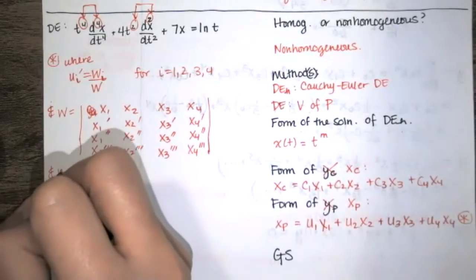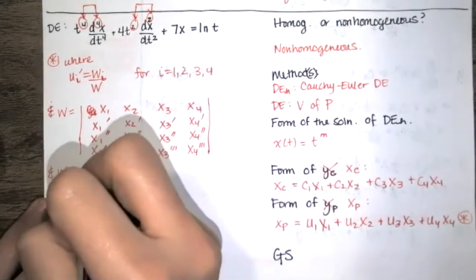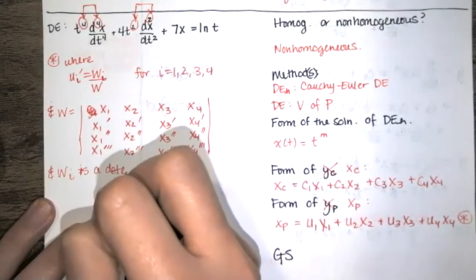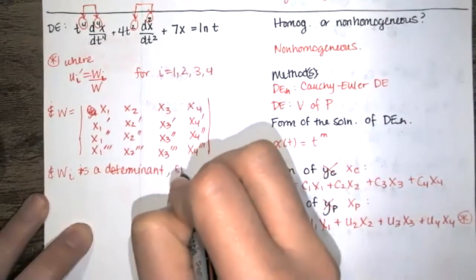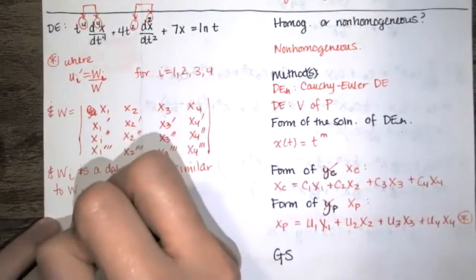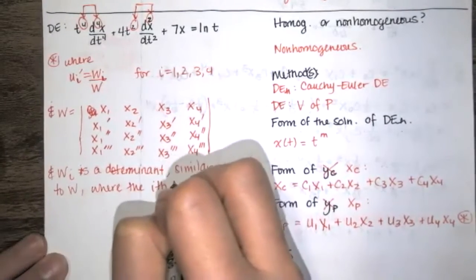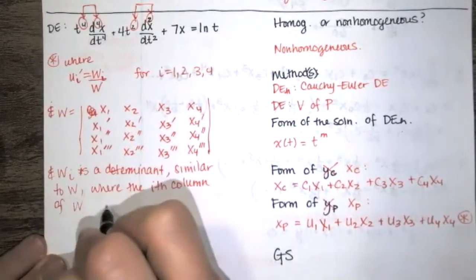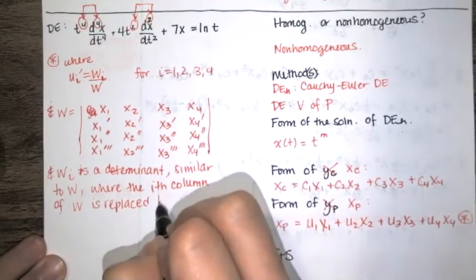Okay, and then w sub i is going to look just like, and I was writing equals, but I'm going to write over that. I'm going to say that w sub i is also a determinant. It's similar to w, where the ith column of w is replaced by 0, 0, 0.